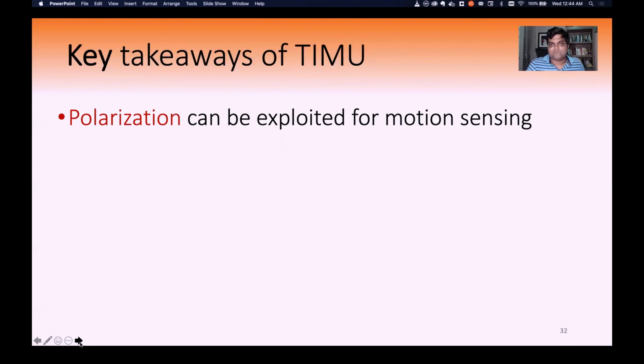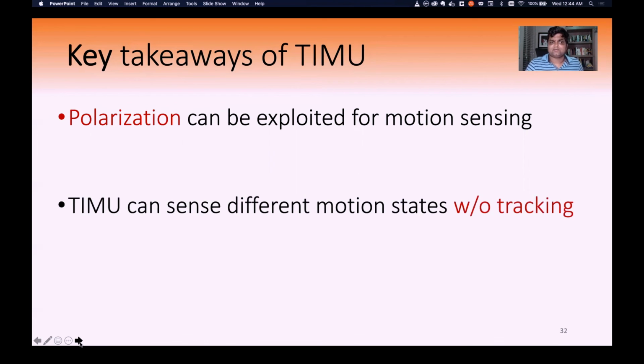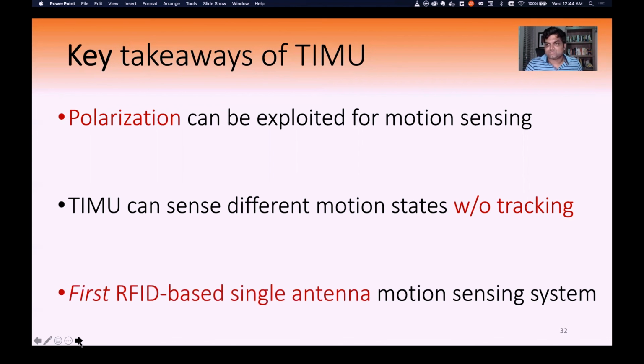The key takeaways of our system, called Tag Inertial Measurement Unit, are the following. Polarization can be exploited for motion sensing. It can sense different motions without tracking, because we are looking at the relative motion. And this is, to the best of our knowledge, the first RFID-based single-antenna system to get the rotation motion within a relatively long range.